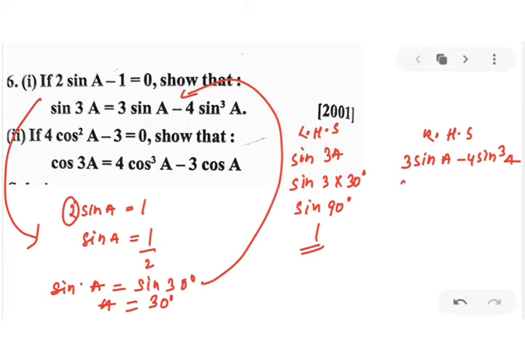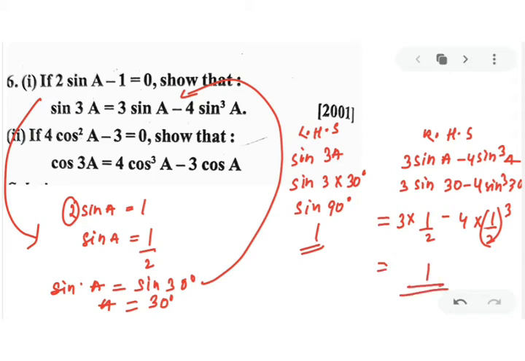What about the right hand side? I'll put 3 sine A, that is sine 30, minus 4 sine cube 30. Now I will put the value of sine 30. Sine 30 is half, minus 4 again sine 30, that is half, and its cube we will take. So that is half cubed. Once you solve this, my dear kids, even for this you will get the answer as 1. Is my point clear? So once you have that, you can say hence proved.